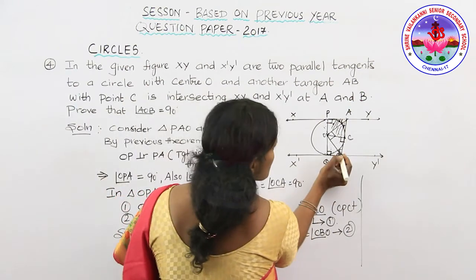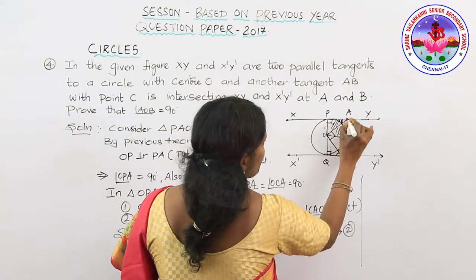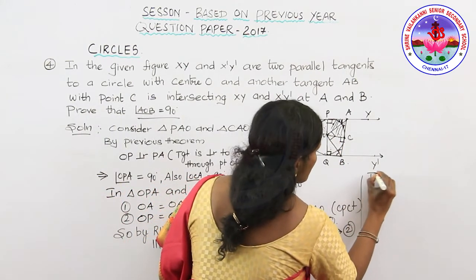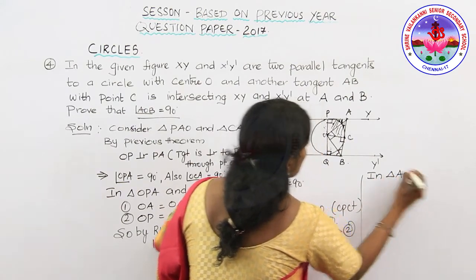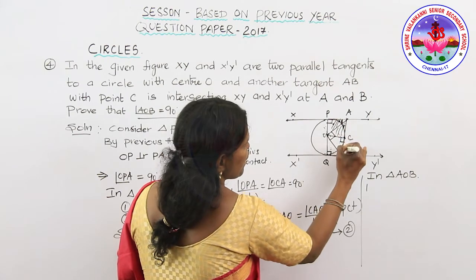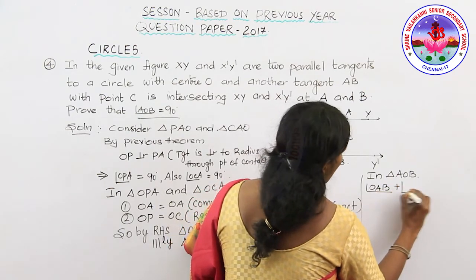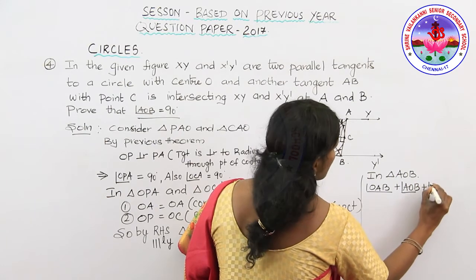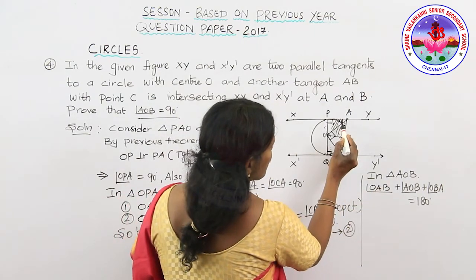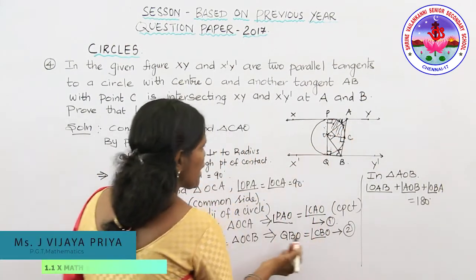Now, since these two angles are equal, and angle OAP is equal to OAC, and I need to prove angle AOB is equal to 90 degrees, I am considering triangle AOB. So in triangle AOB, by using the angle sum property, I have angle OAB plus angle AOB plus angle OBA, which is equal to 180 degrees. Now I want to find angle OAB. So OAB can be got from PAC.